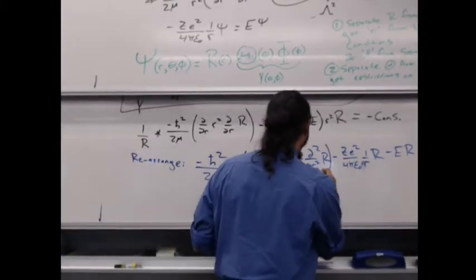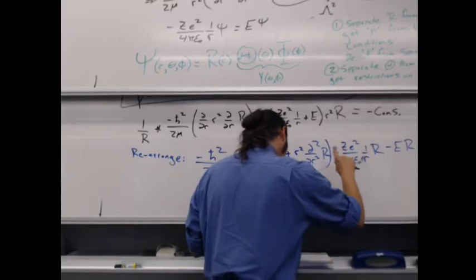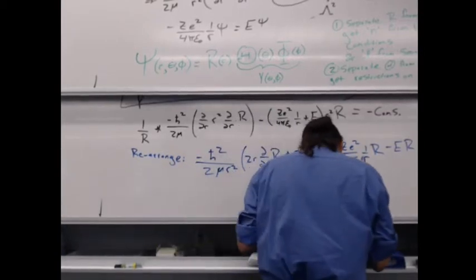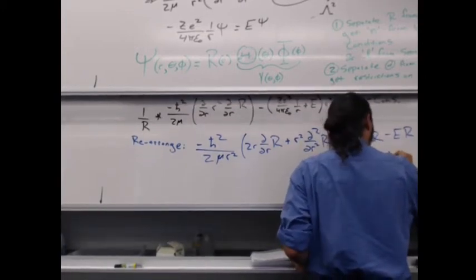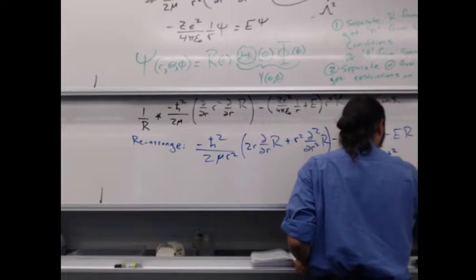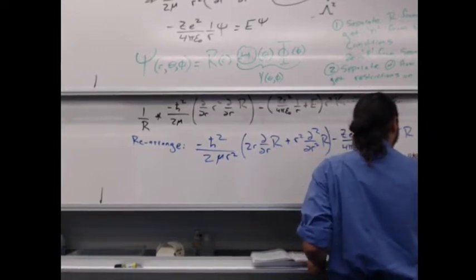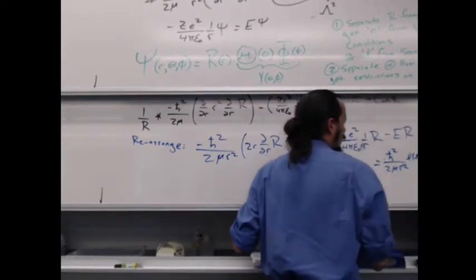I forgot a close parenthesis there. Wait, no, I didn't. Did I? Nope, that's right. That's good. Okay, I did forget a close parenthesis there. This is all going to be equal to h bar squared over 2 mu r squared L times L plus 1 r.